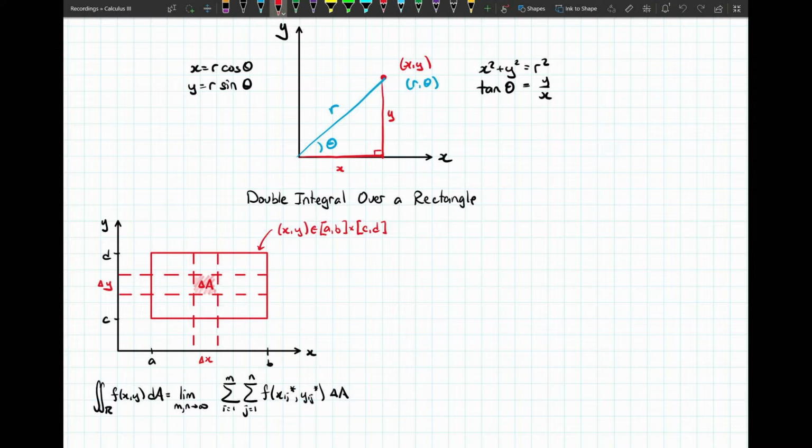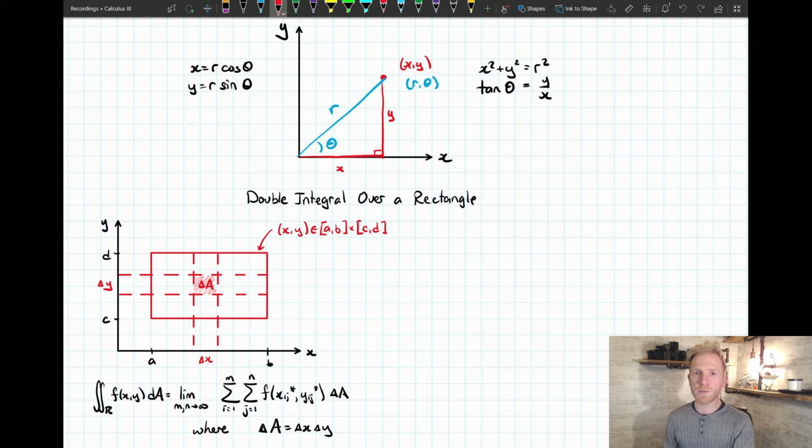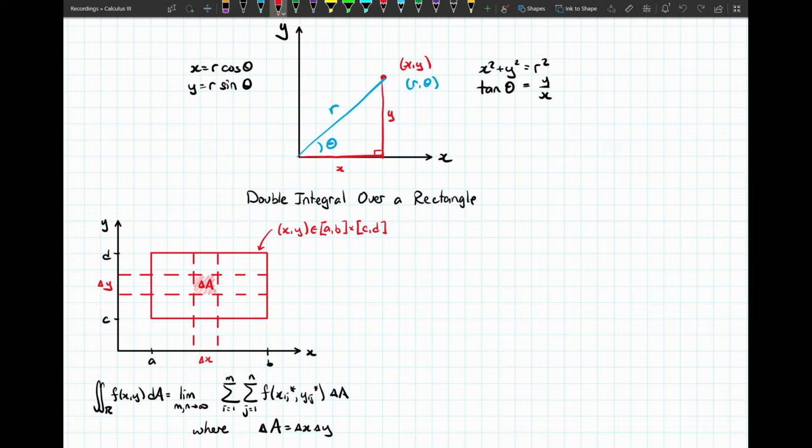And here's really the important part about the geometry involving rectangles. Delta A is nothing more than delta x times delta y, where delta x was (b minus a) over m, and delta y was (d minus c) over n. Now, the tricky part about switching coordinate systems is that geometry changes. If we're going to define a rectangle in a similar fashion, then what is the area of a polar rectangle? So let's take a look and see what a polar rectangle even means.